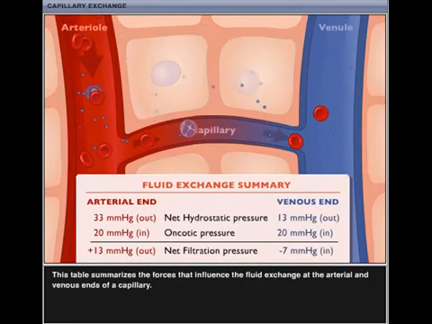This table summarizes the forces that influence the fluid exchange at the arterial and venous ends of a capillary.